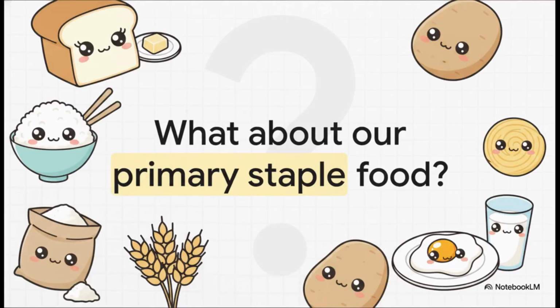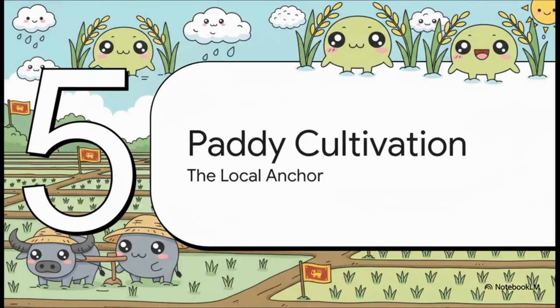Okay, let's pause for a quick second. We've traveled the globe, right? We've explored vast wheat monocultures, massive rubber plantations, and super efficient livestock systems. But what about the food that fuels our own homes? What about our primary staple food? That brings us to Section 5, Paddy Cultivation Zones, our local anchor.